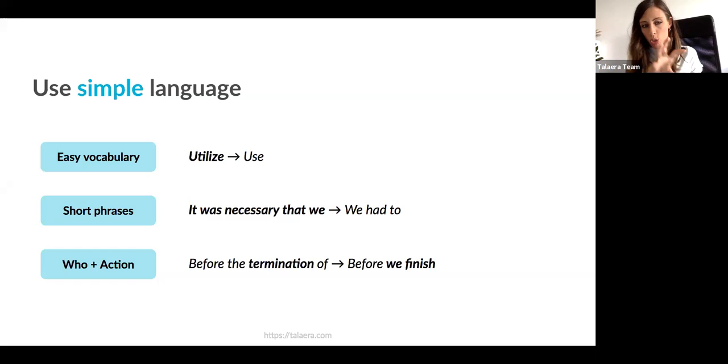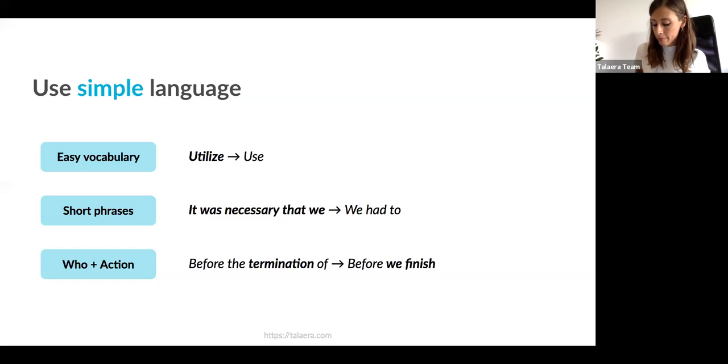And also, this one is super important. Start with who, and then add an action. Very simple, but very effective. Before the termination of, there's really no action. That's a noun. There's no who's performing, who's terminating. So go for before we, that's the who, finish.